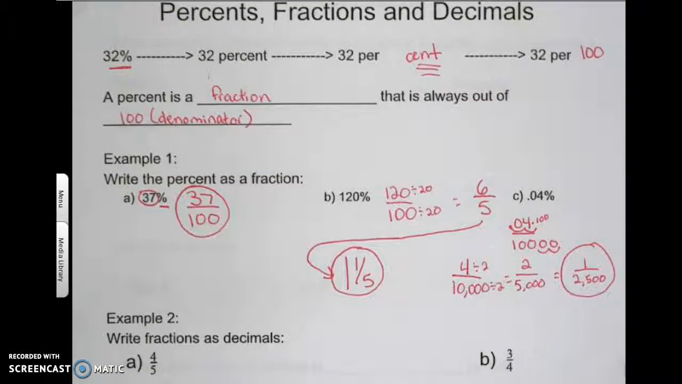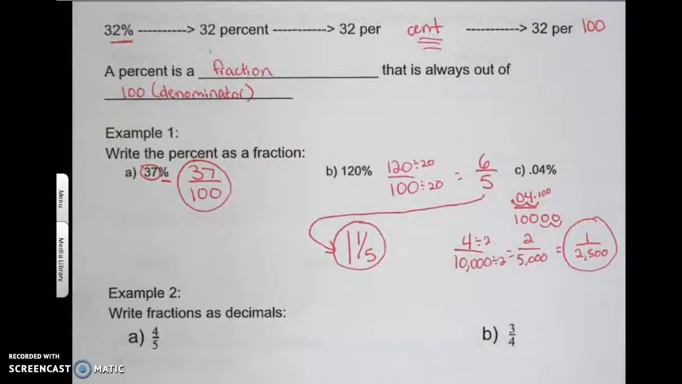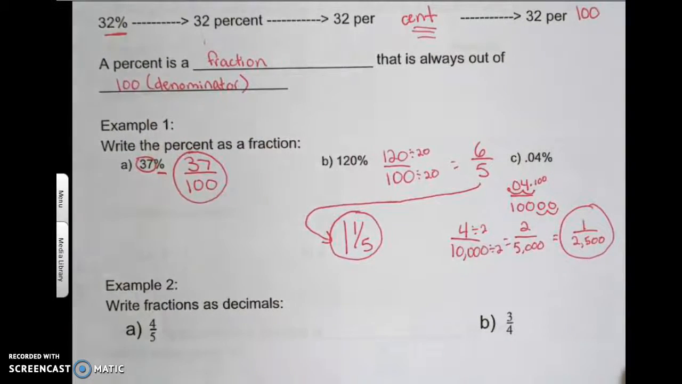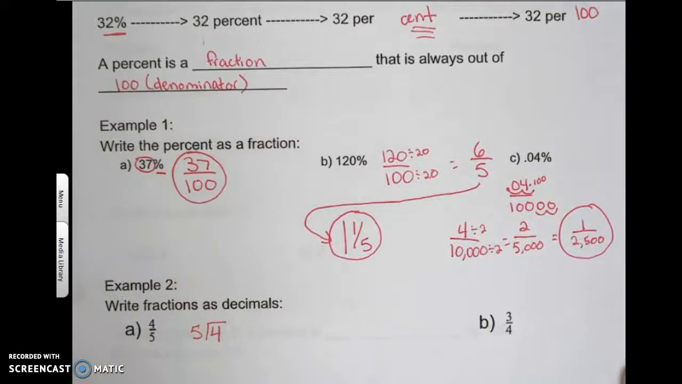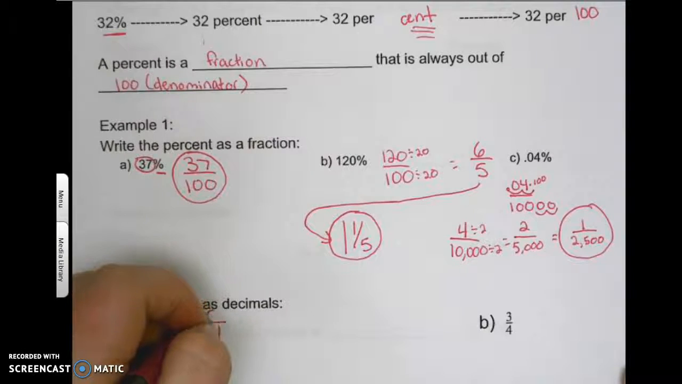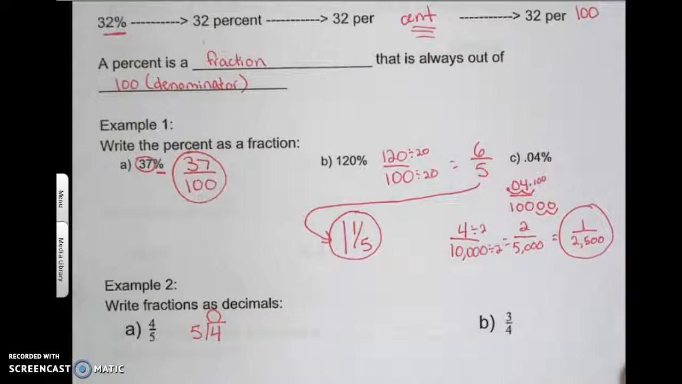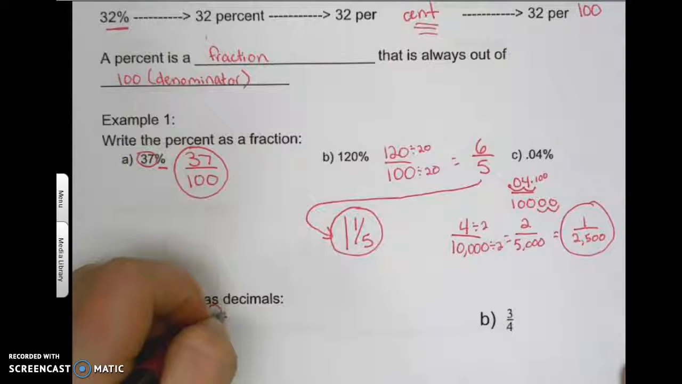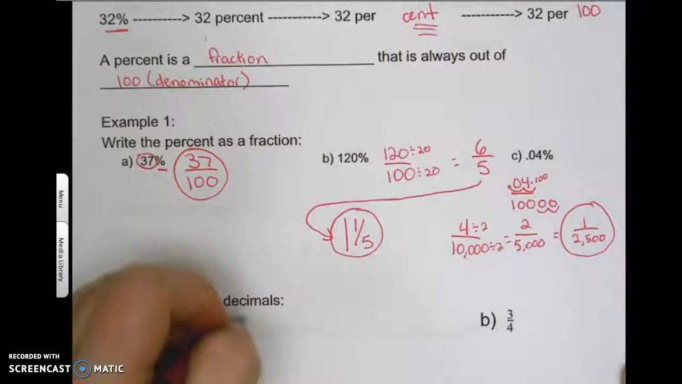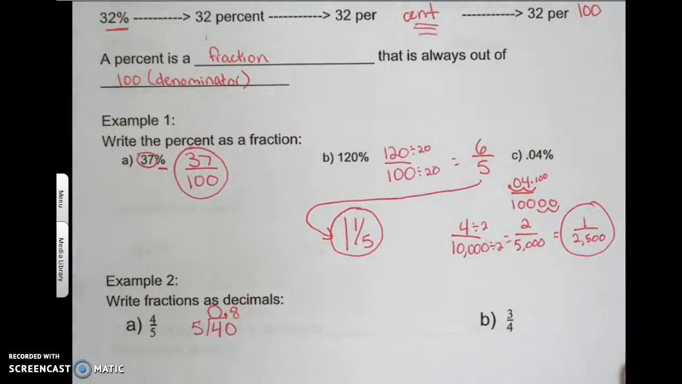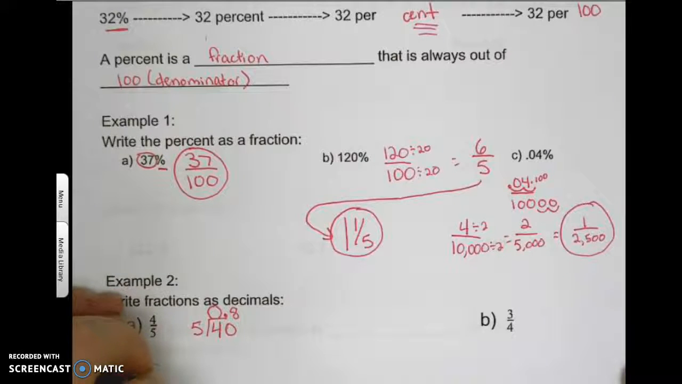Writing fractions as decimals. We've actually already done this before. Really what you're going to end up doing is taking the numerator, which is 4, divided by the denominator, which is 5. 5 goes into 4 0 times, so I'm going to put a 0 above the 4, and I'm going to carry a decimal up, and 5 goes into 40 8 times. So when I change my fraction to a decimal, I end up with 0.8.